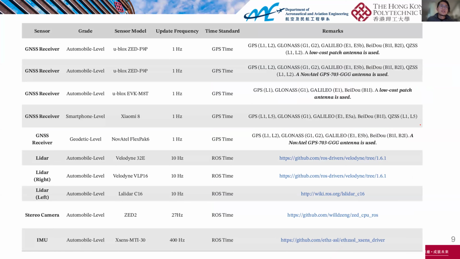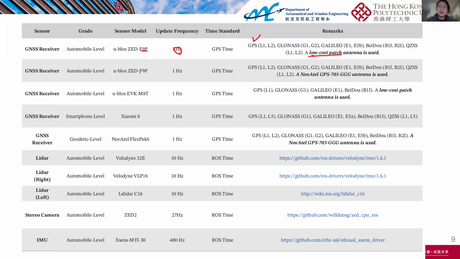And these are the sensors that we have. Starting with the first one, we have the F9P. The F9P is running at 1 Hz, and this is the signal that we support. They're supported by the F9P. You can see that the first one is attached with the low-cost patch antenna.